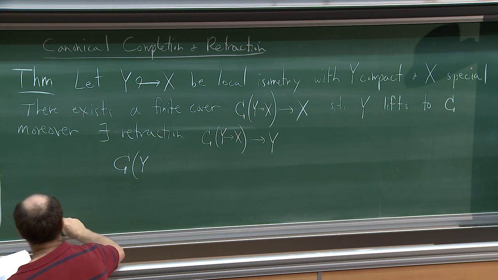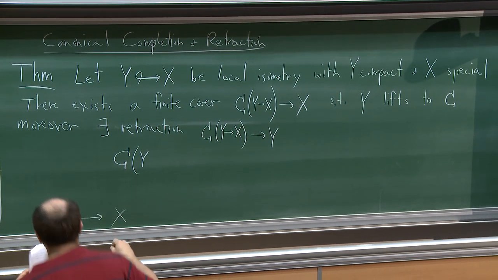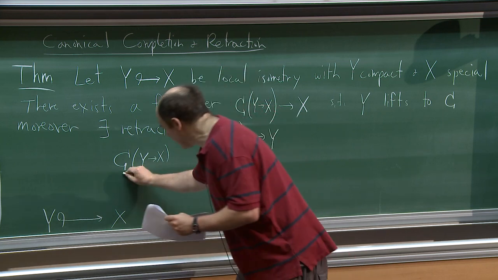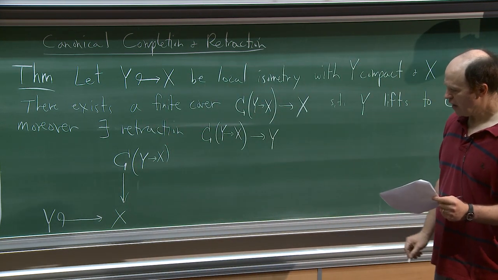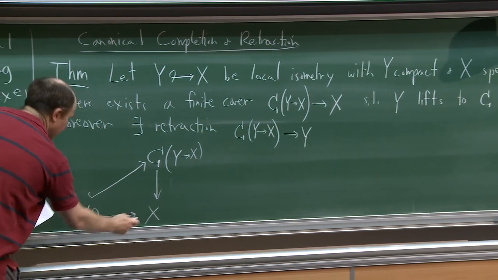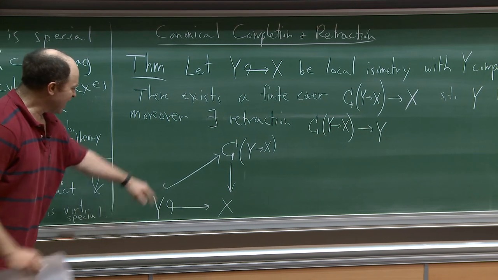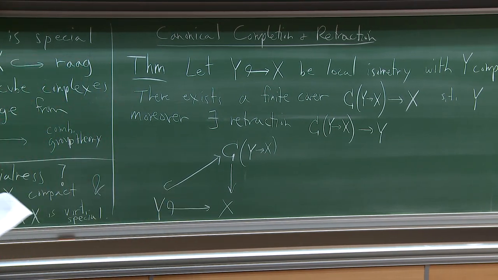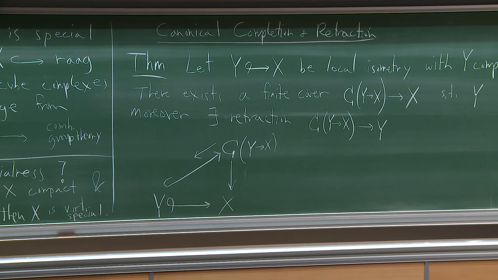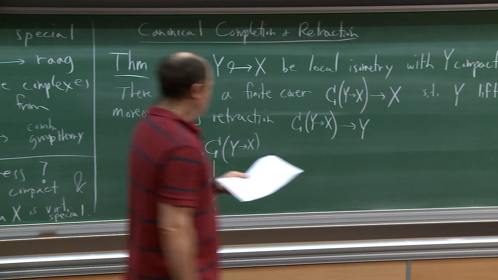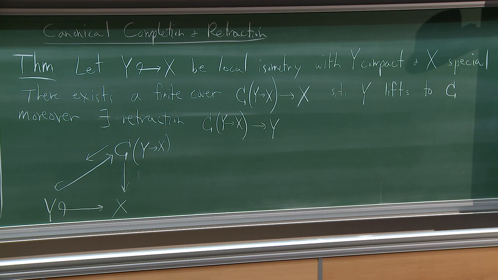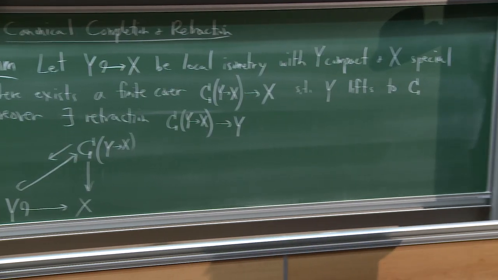So you start with a local isometry, and the theorem says that there's a finite covering space of X such that the local isometry from Y to X actually lifts to an embedding. And not only that, there's a retraction back to this embedding of Y. So I'm not going to explain this for cubes, but I'm going to explain this for graphs in a way that I hope will take everybody along, and you'll know what sort of thing we're talking about over here.